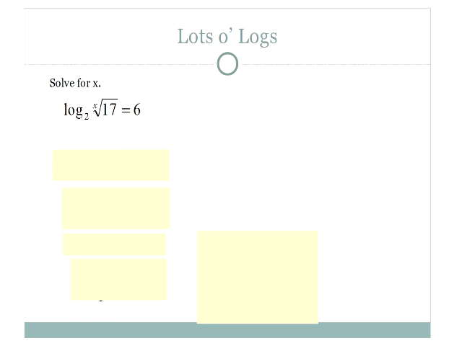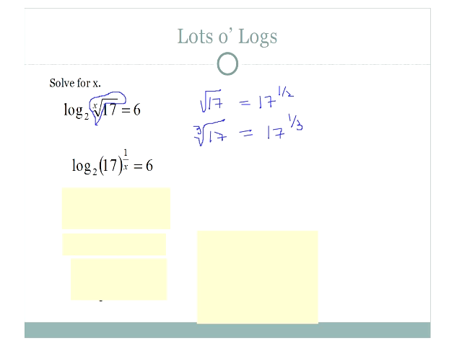And here's another one, a little trickier. Again, if you're stuck looking at this, you can ask yourself, why am I stuck? I don't know how to deal with this, the x root. So what we have to recognize here is that if that was a square root, for instance, of 17, I could write that as 17 to the 1/2. And if it was the cubed root of 17, I could write that as 17 to the 1/3. So since it's the x root, I can write this as 17 to the 1 over x. And I still have log to base 2, and I still have it equal to 6.